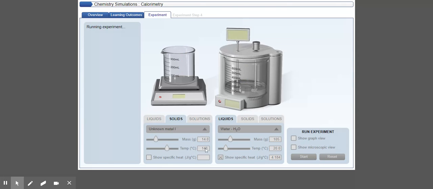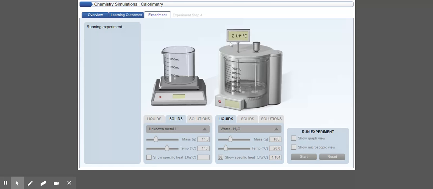You definitely want to make sure that you're recording initial masses and temperatures of both of these. Initial masses and temperatures of the metal, initial masses and temperatures of the water. The final temperature is going to be the final temperature of both the water and the metal. That's super important to think about.